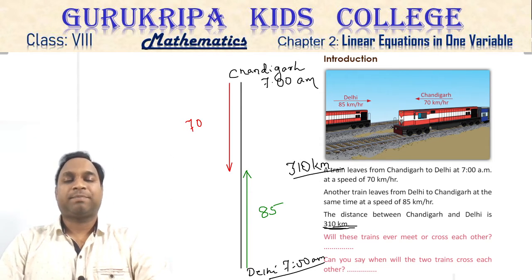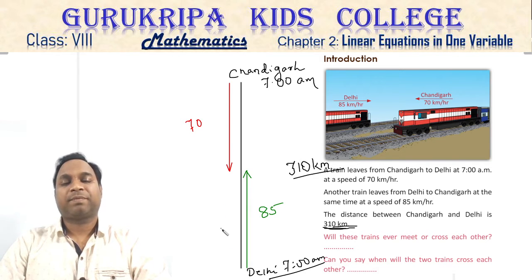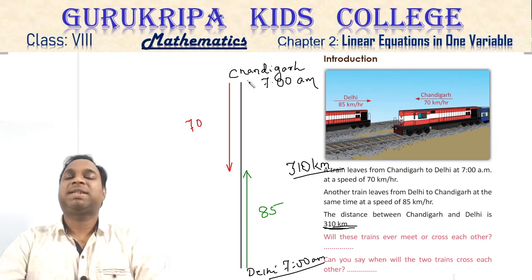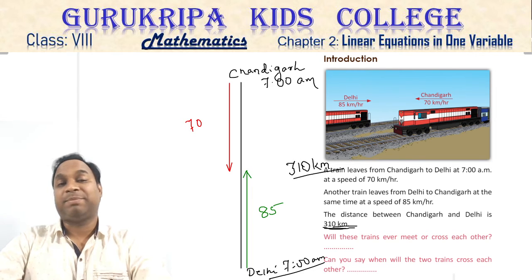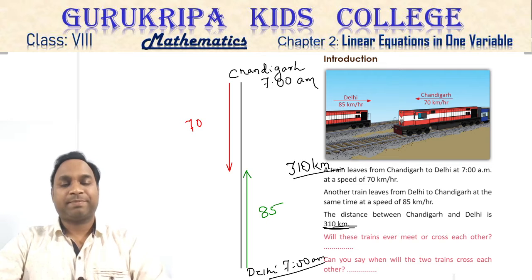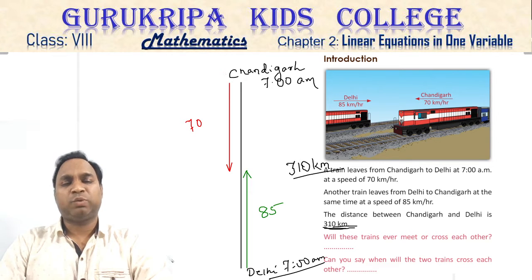The first train, which has to come from Chandigarh to Delhi, and the second train from Delhi to Chandigarh. Will both of them reach at the same time? They have started at the same time. Does that mean that they'll reach at the same time? Okay, let's just do a quick calculation.